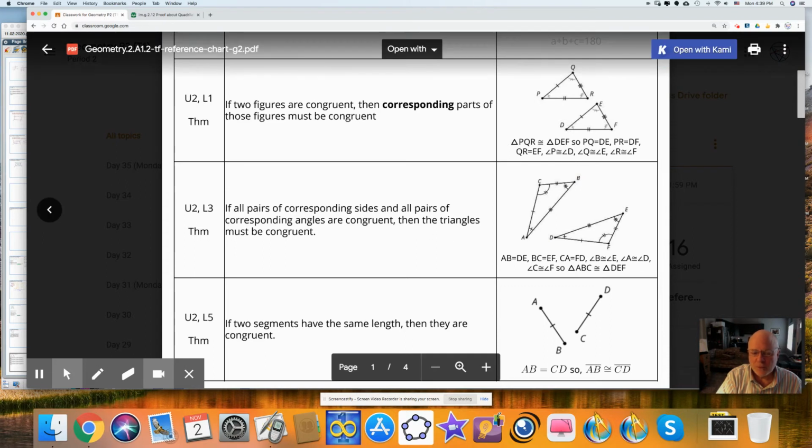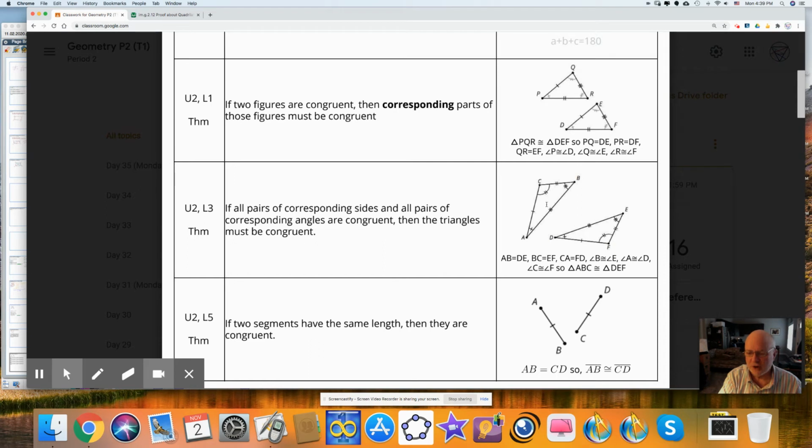Now, the converse of this is also true. If all the pairs of corresponding parts are congruent, then the triangles are congruent. Fortunately for us, we don't have to prove all of the 6 measurable parts, the 3 angles and the 3 sides of one triangle are congruent to another in order to prove they are congruent. We can use a shortcut.